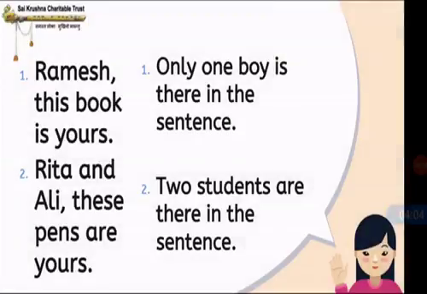Understood? So next sentence, for example, Ramesh, this book is yours. So only one boy is there in the sentence. That is singular. Okay. So next sentence, Rita and Ali, these pens are yours. So here two students are there in the sentence. So this is plural. So you are using you and yours for both singular and plural. Okay, that's the point.